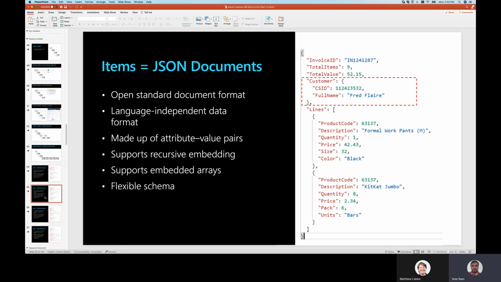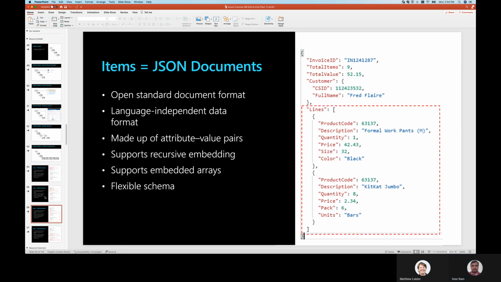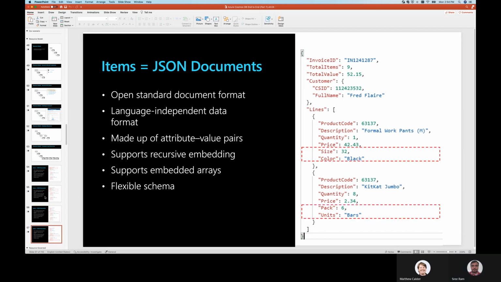As you can see here, there is a customer, and the customer has two attributes, CSID and full name, which are nothing but key value pairs. And you see an example of an array. You have lines and there are two items in the lines. And those two items further contain subcategories in the form of key value pairs. And these are the key value pairs themselves. As you can see, we can store numbers, we can store strings, we can store binary.